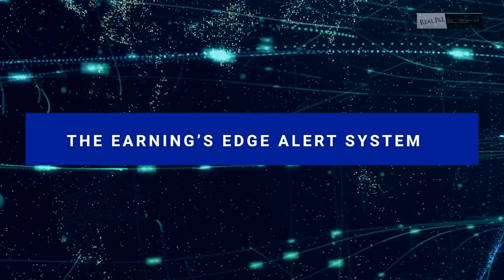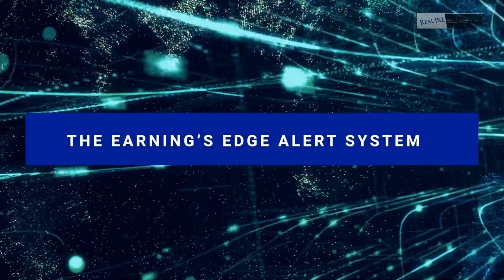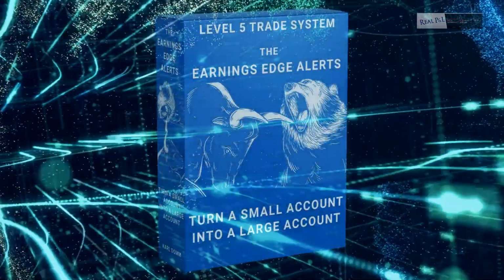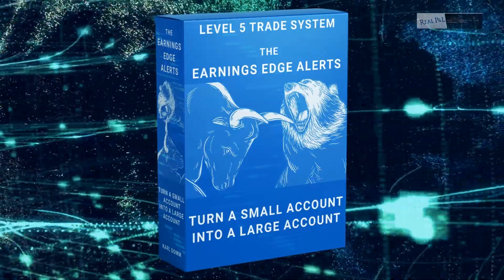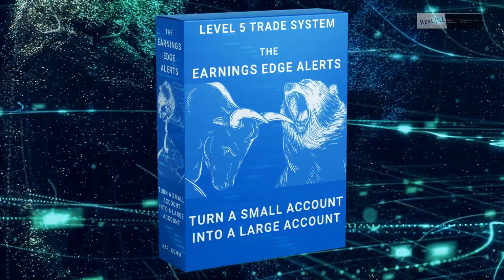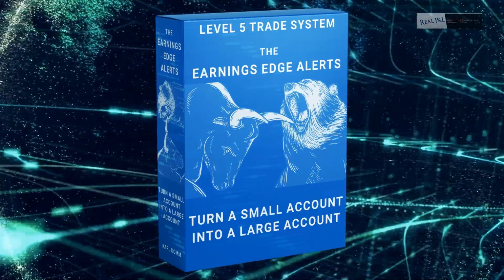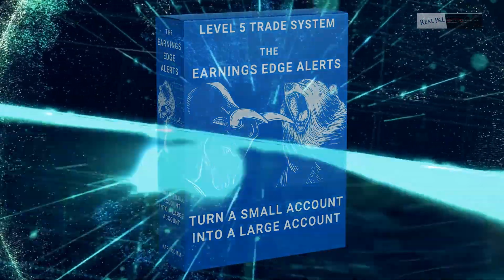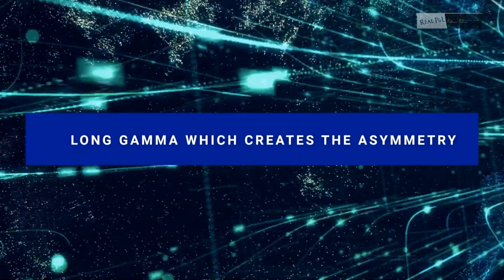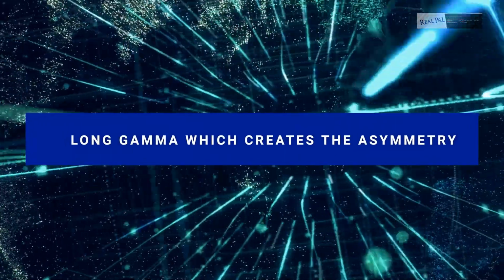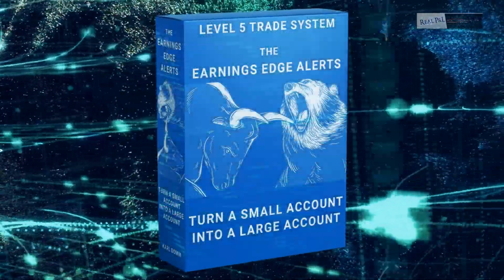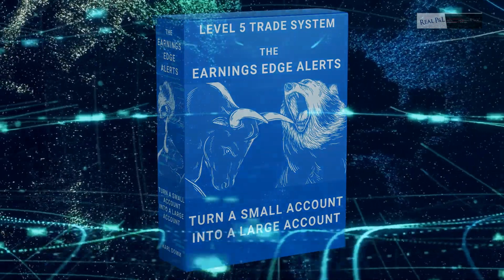Second, I trade my earnings edge system. This system is based on trading certain stocks coming into earnings, and the goal is to turn a small account into a large account. Now this system does have some volatility, so I would start with a smaller account like $5,000. What I like about this trade is that it's long gamma, which creates asymmetry. Asymmetry is kind of like hoping for a large move if the stock either moves up or down. And the more it moves, the more profitable the trade becomes.